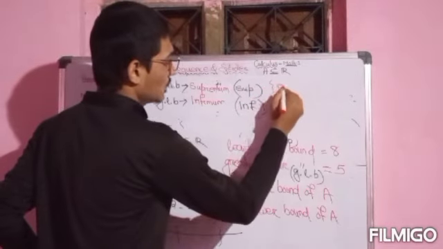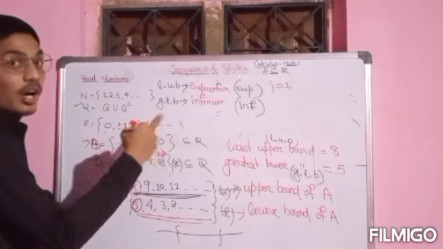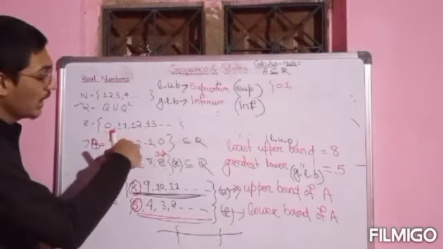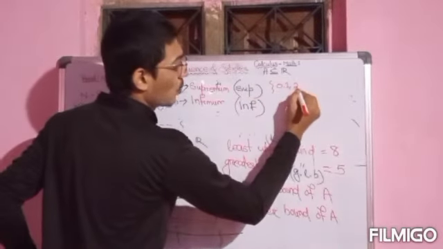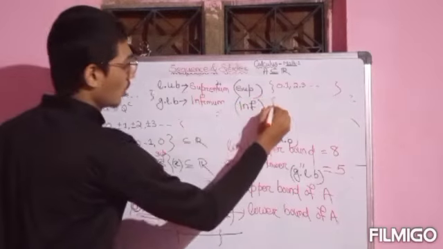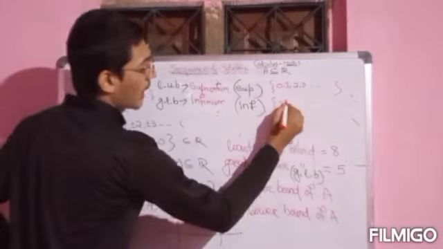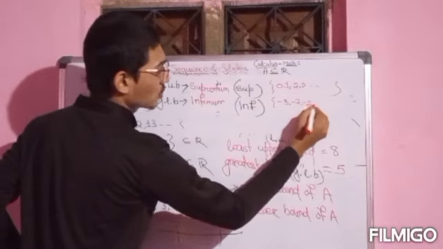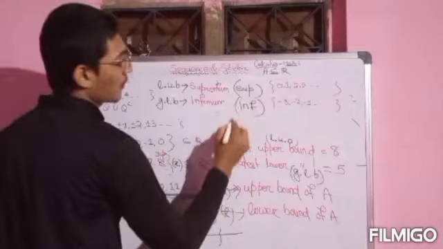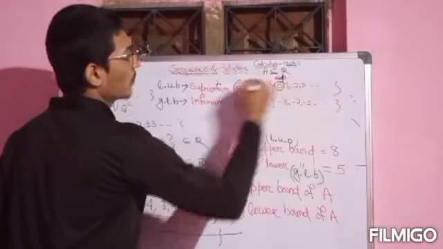Upper bounds are 0, 1, see, -3, -2, -1, 0. Upper bound means it should be greater than or equal to every element. 0, 1, 2, 3, like this. What is the lower bound? Lower bound, see, -3, this is -3. So -3, -2, -1. Okay. So which is the least among these upper bounds? 0. So this is my supremum.